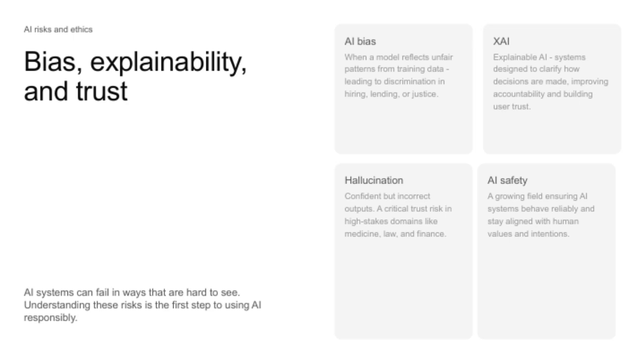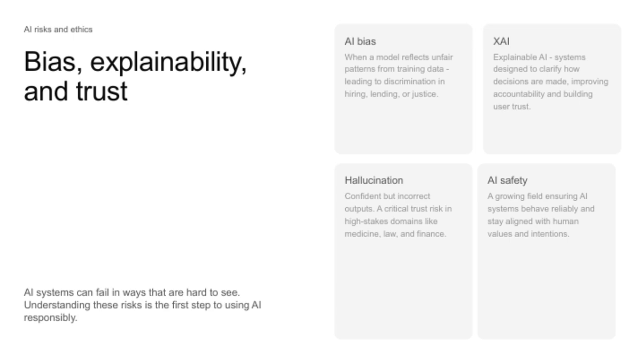Another key concept is XAI, or explainable AI. These are systems designed to clarify how decisions are made, which helps improve accountability and builds user trust. When users understand the reasoning behind AI decisions, they're more likely to trust and rely on these systems. We also have AI bias, which happens when a model reflects unfair patterns from the training data. This can lead to discrimination in hiring, lending, or justice, essentially, biases that can cause real harm.